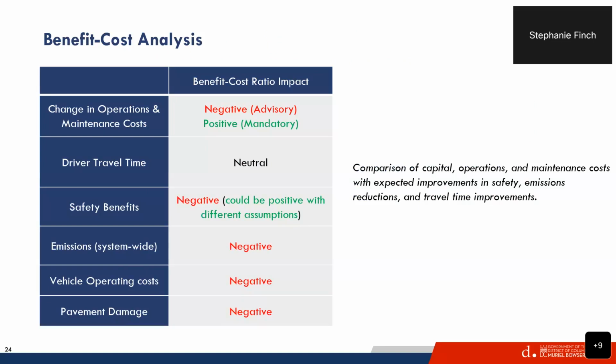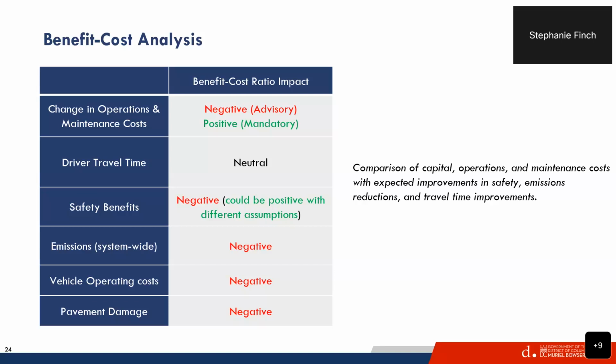We think that driver travel time impacts would remain neutral, as drivers are generally already finding their most efficient routes. While they might be pushed towards routes where they can go a bit faster on those primary arterials, they may have to take a few extra turns here and there to stay on the through network and off of local streets. We think that the safety benefits could be positive with different assumptions.